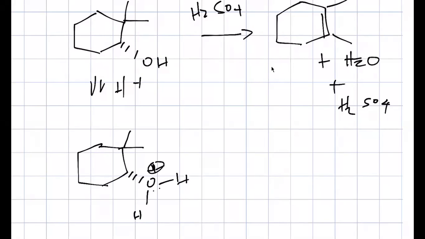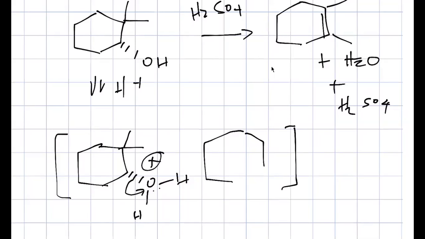And then once you're here, again, this is going to follow a pathway similar to SN1, right? Loss of leaving group is going to be your rate determining step. All right, so the water leaves. It leaves you with a secondary carbocation, which is here.